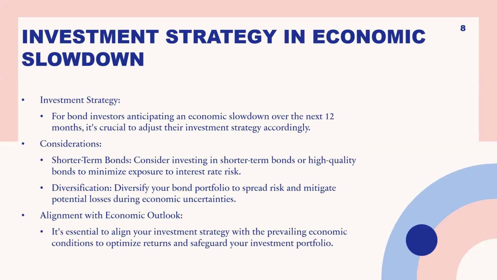Now, investment strategy in an economic slowdown. For bond investors anticipating an economic slowdown over the next 12 months, it is very crucial to adjust their investment strategy accordingly. Let's consider shorter term bonds. They can invest in shorter term bonds or high quality bonds to minimize exposure to interest rate risk, and diversify the bond portfolio to spread risk and mitigate potential losses during economic uncertainties. It is essential to align your investment strategy with the prevailing economic conditions to optimize returns and safeguard your investment portfolio. That is all about the investment strategy in an economic slowdown.